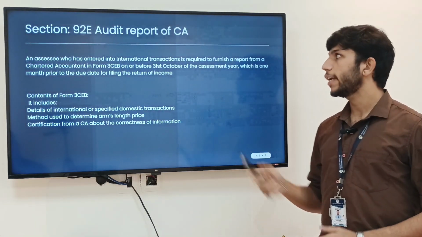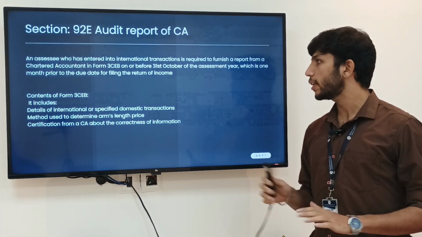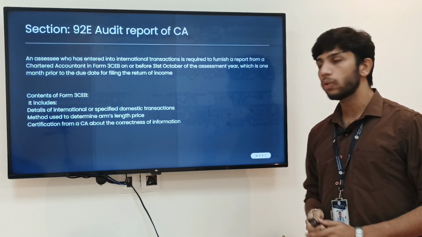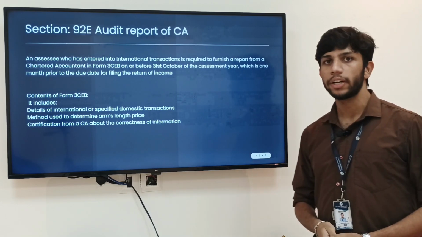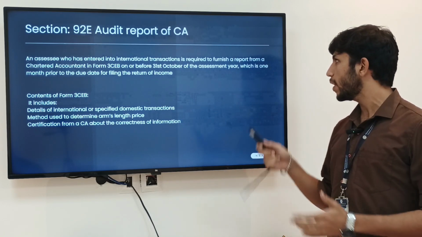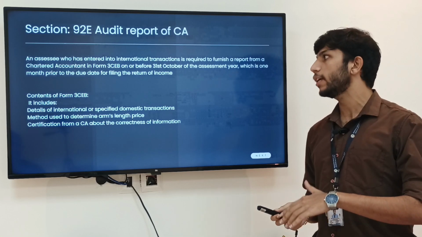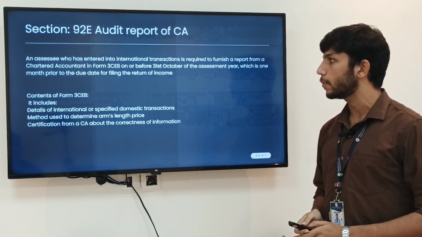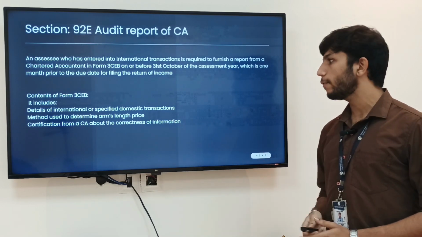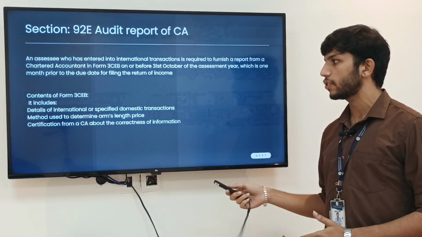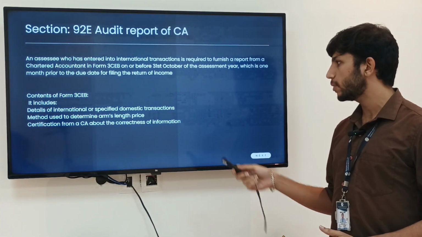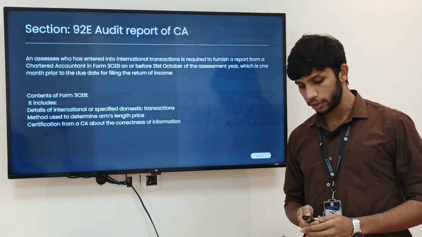Next, section 92E, that is audit report of a chartered accountant. An assessee who has entered into an international transaction is required to furnish a report from a chartered accountant in form 3CEB on or before 31st October of the assessment year, which is 1 month prior to the due date of filing the return of income. So the contents of form 3CEB include details of international or specified domestic transactions, the method used to determine arm's length price, and certification from the CA about the correctness of information.